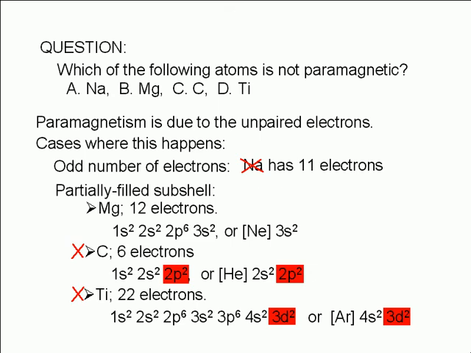Therefore, we can see that of the choices given here, only magnesium has completely filled subshells. All the choices given are paramagnetic except magnesium. The correct answer is magnesium.